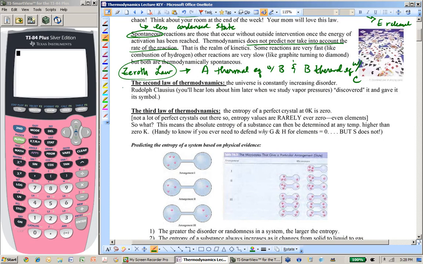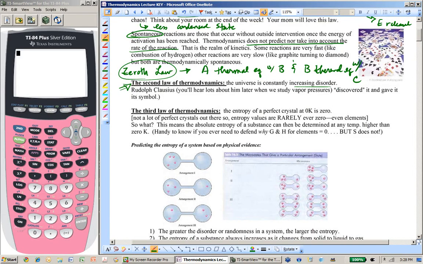But we're going to focus on a more practical law of thermodynamics, which is the second law of thermodynamics. There are many ways to state it. One way is to say that the universe is constantly increasing in disorder. Another is to say you can never break even. You're always going to pay the universe something, because how else could the universe constantly be increasing in disorder?